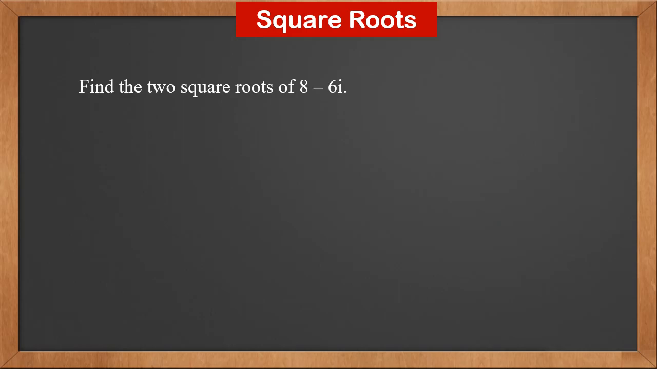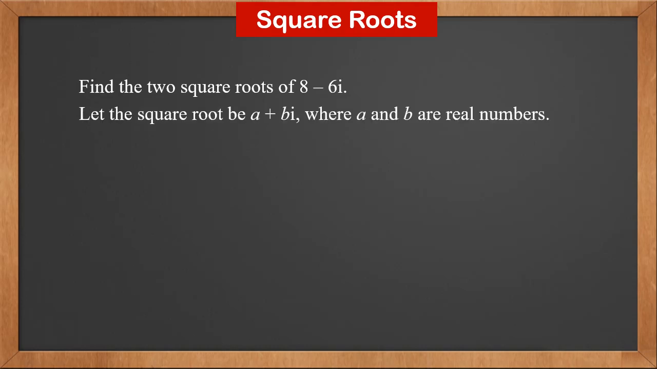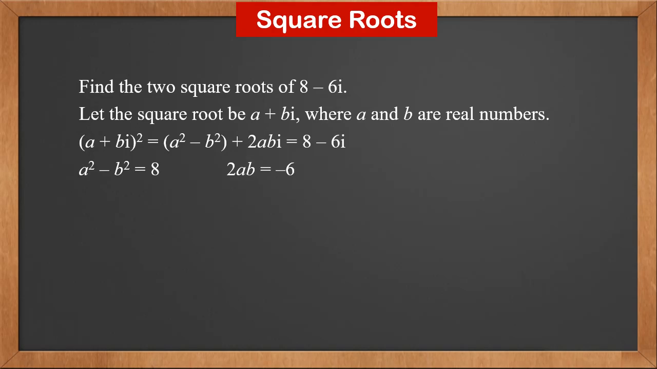You also need to be able to find the two square roots of a complex number. For example, find the two square roots of 8 minus 6i. Let the square root be a plus bi, where a and b are real numbers. Then (a plus bi) squared is 8 minus 6i. Open the brackets, (a plus bi) squared is a squared minus b squared plus 2abi. So we get two simultaneous equations. a squared minus b squared equals 8, and 2ab equals -6.